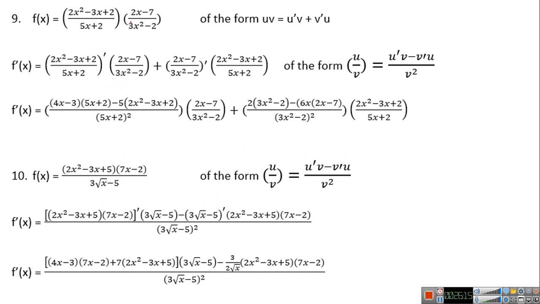Now you're going to tell me this is of which form? This is of the form u times v. Now we're going to combine uv and u over v. First of all, you cannot say this is u over v because I have this whole one. I need to write it in one form, either u over v or u times v. So it's u times v. So u times v is u prime times v, as you can see, plus v prime times u.